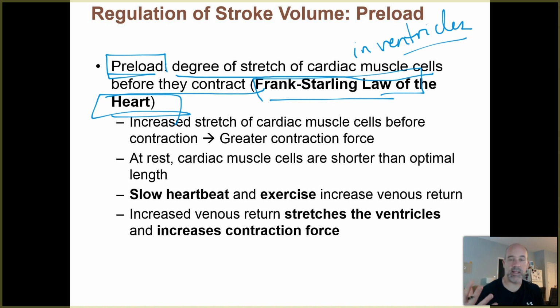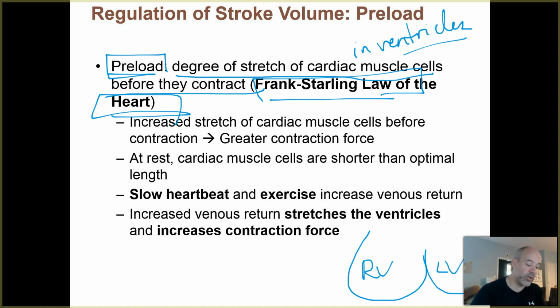What are some things that this is called preload, this stretch that takes place. What are some things that can increase the stretch of the ventricles? So we want to stretch them out before they start contracting. And it's your right ventricle and your left ventricle over here.